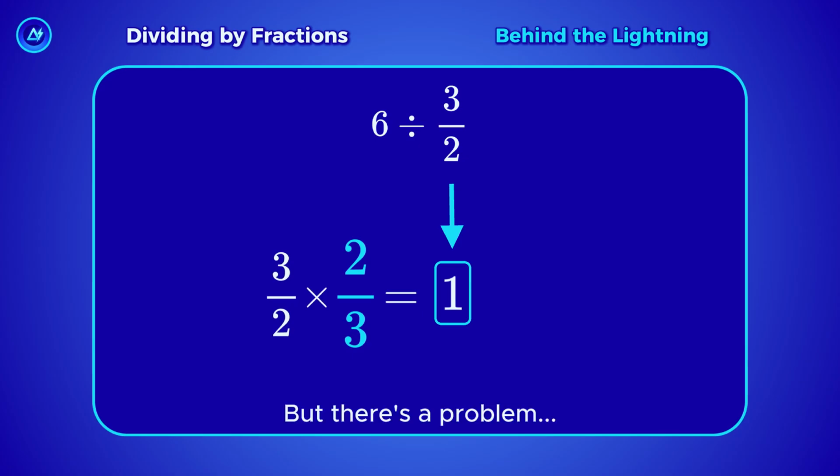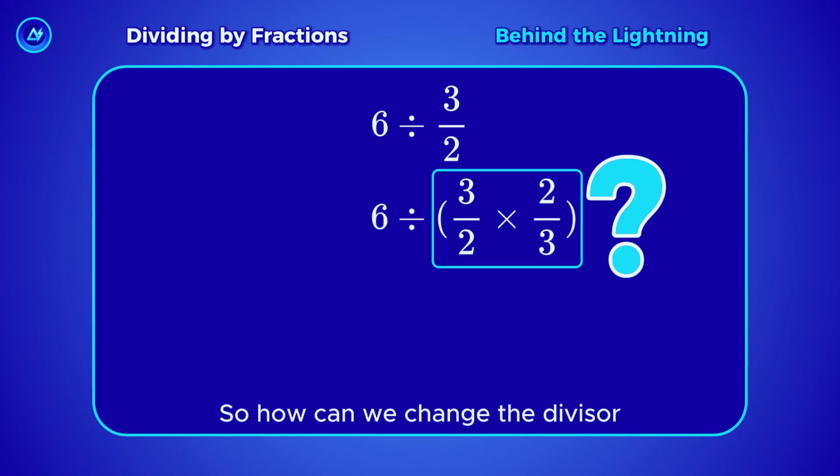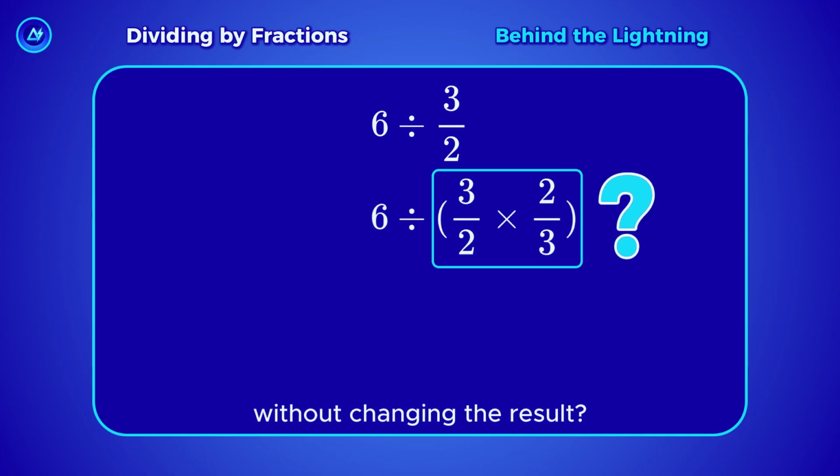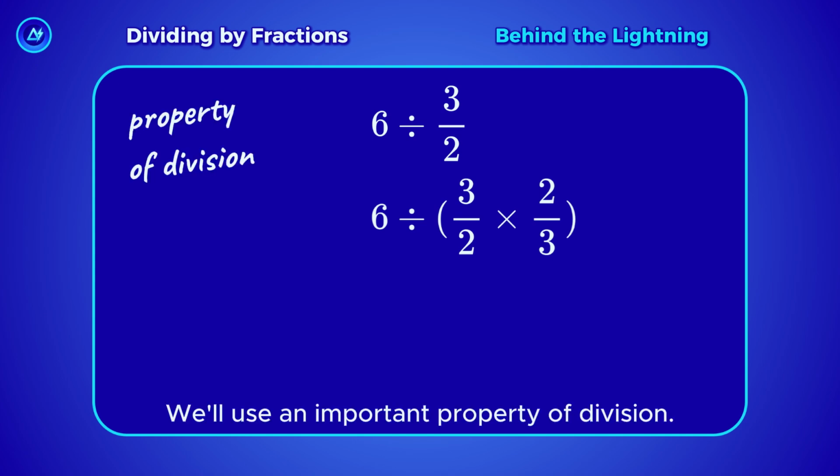But there's a problem. If we multiply only the divisor by 2/3, the result changes. So how can we change the divisor without changing the result? We'll use an important property of division.